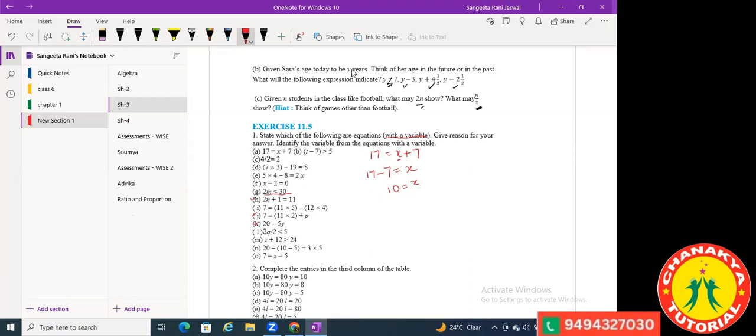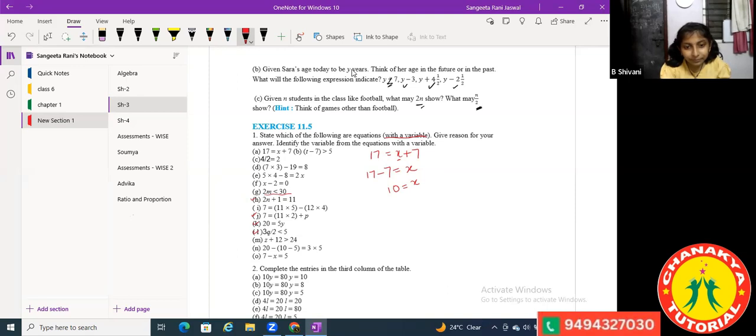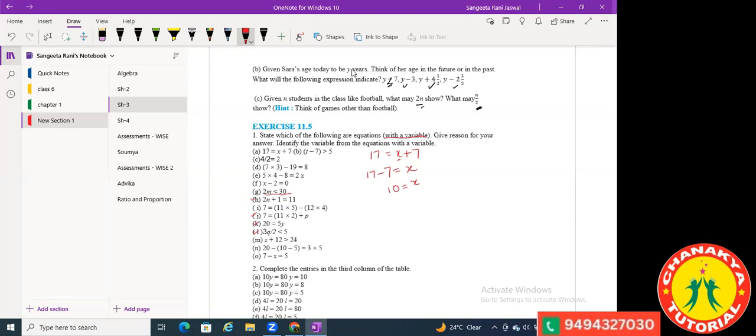Okay. Now see this L part. Now Shivani will tell me this L part. Shivani, is this an equation? No, ma'am. Good.